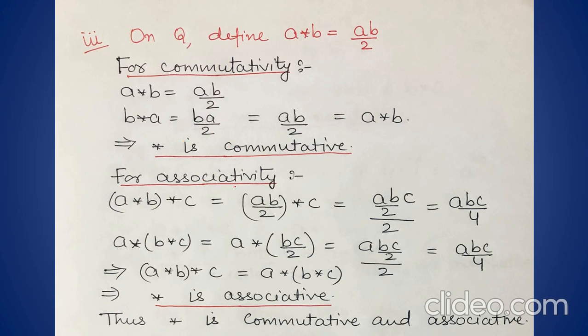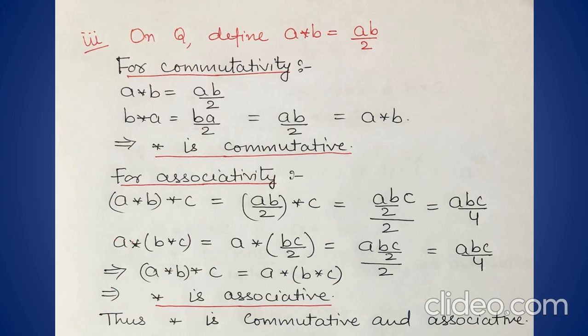Now see for associativity. Again find out bracket A star B star C. So bracket A star B is equal to AB by 2. So from here we get, this is equal to AB by 2 star C. Now again first element is AB by 2 and second is C. Now apply the operation, we will get the product of these two, that is AB by 2 into C upon 2. So if we solve this, it becomes ABC by 4.